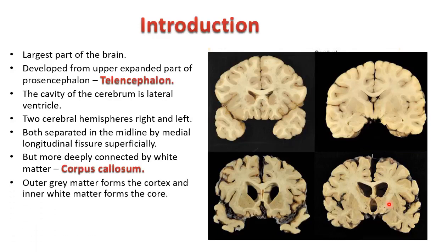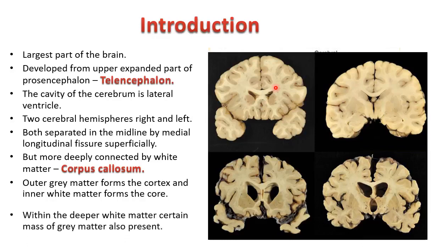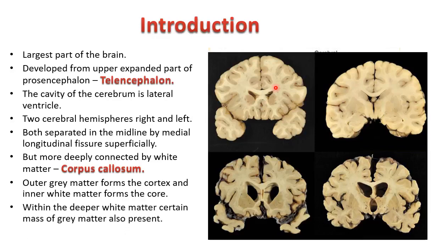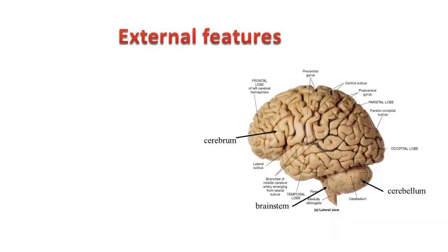Now, as I told you, there is outer gray matter and an inner core of white matter, same as what we have seen in the cerebellum, because the cerebellum is simply called the little brain. Certain masses of gray matter are also present, and I showed you that they are called the basal nuclei, consisting of the caudate nucleus and the lentiform nucleus. So with this short introduction, we will pass on to the external features.